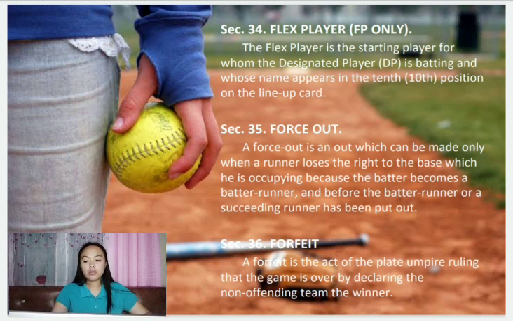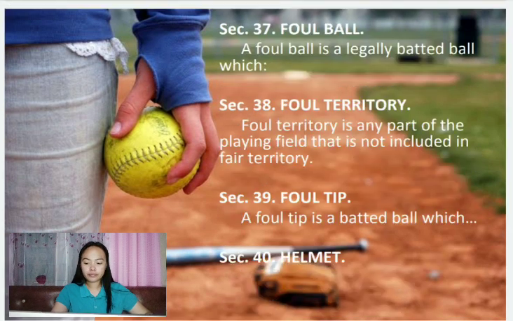Next is section 36, the forfeit. A forfeit is the act of the plate umpire ruling that the game is over by declaring the non-offending team the winner. Next is section 37, the foul ball.